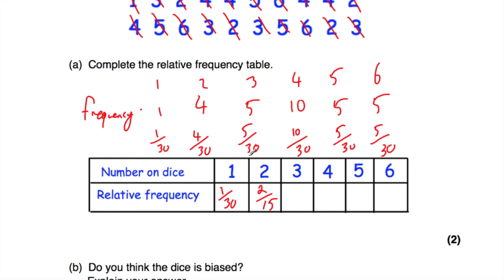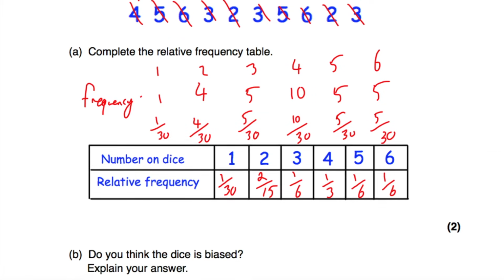In terms of the relative frequency of a 3, that's 5 out of 30, 5/30ths. So if we can divide both of these by 5, we would get 1/6. Here we've got the relative frequency of a 4 being 10/30ths. They're both divisible by 10, so that'll be 1/3. And then it would be 1/6 again and 1/6 again. So they're the relative frequencies.